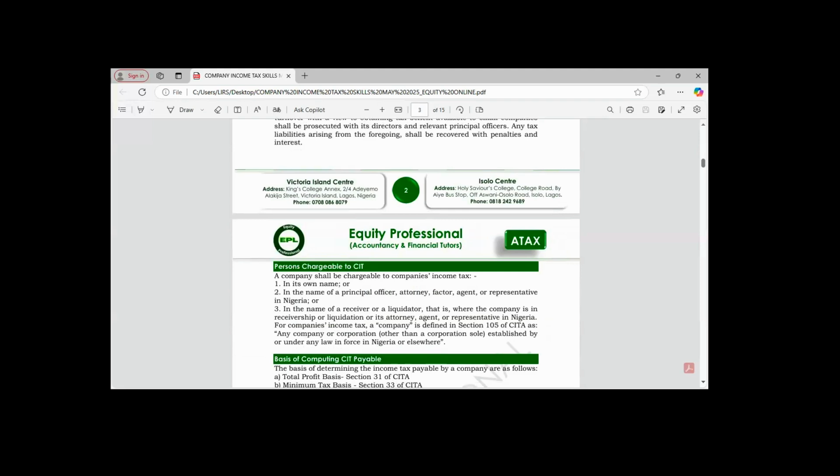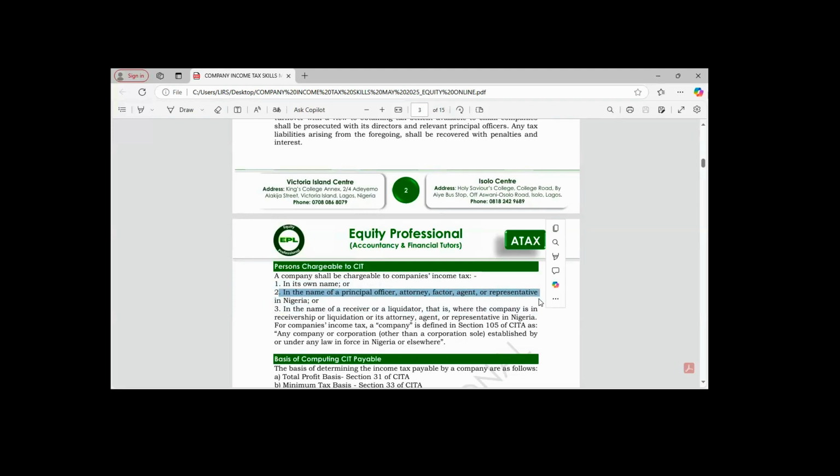So as a company, what are those that are liable to tax, chargeable to CIT? A company will be chargeable to CIT in its name. You can charge a company to tax in its name. Or if the company is not in Nigeria, in the name of the principal officer, attorney, or an agent representing them in Nigeria, or in the name of their agent or representative in Nigeria, they will be liable to tax.